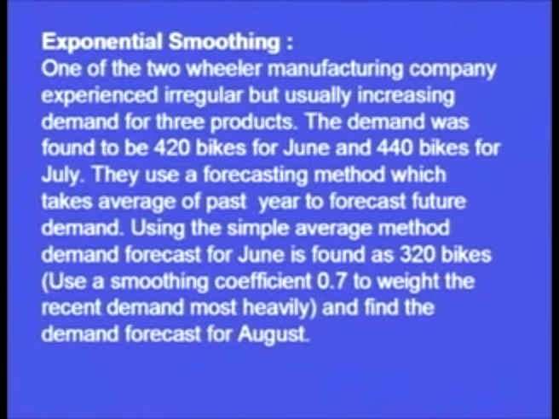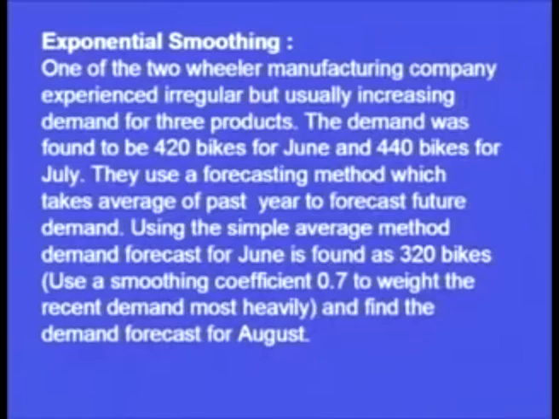One of the two-wheeler manufacturing companies. Let us first go through this, then we will see what data has been presented in this problem, and further we will see how this data will be used to generate a forecast. So, let us first read what is on your screen: one of the two-wheeler manufacturing companies experienced irregular but usually increasing demand. So, we can say it is irregular, it is changing, but the trend overall is increasing. There can be variation, but the overall variation, if we see, is on the increasing side only.